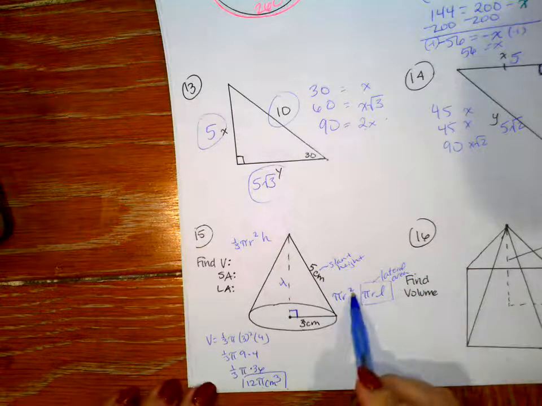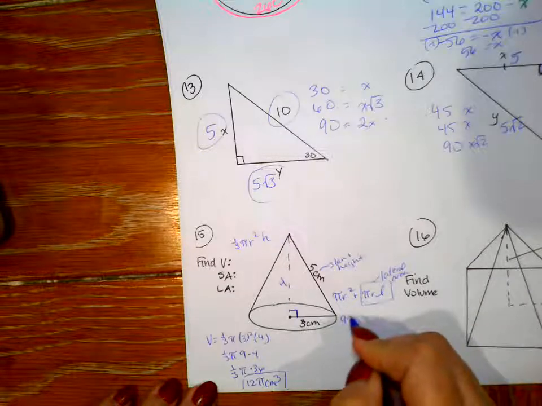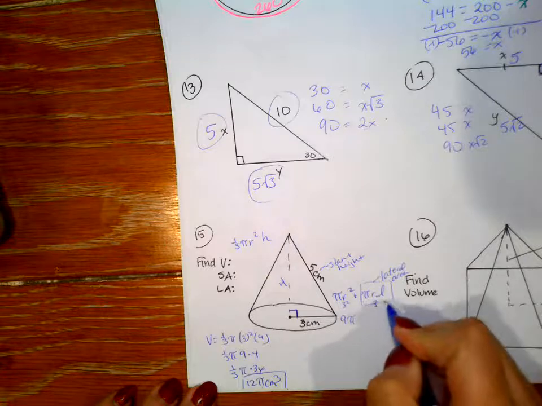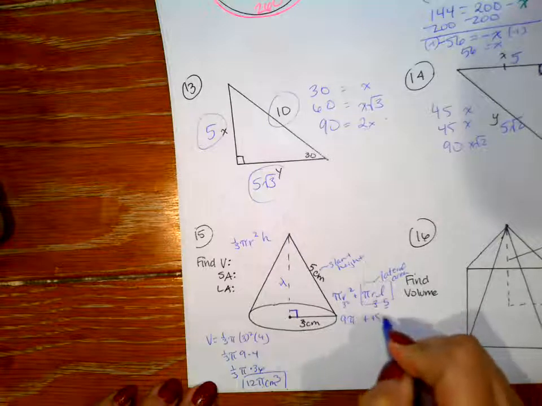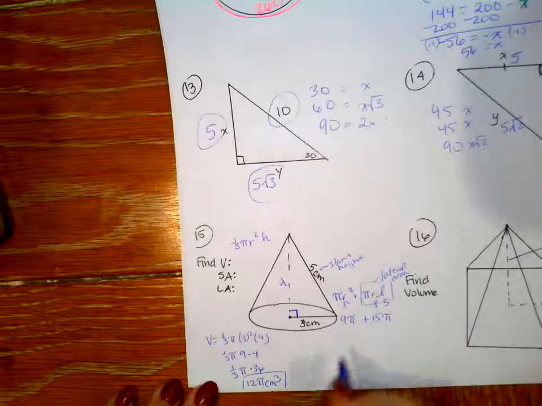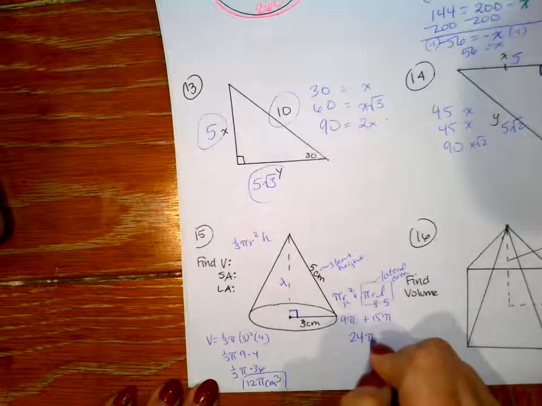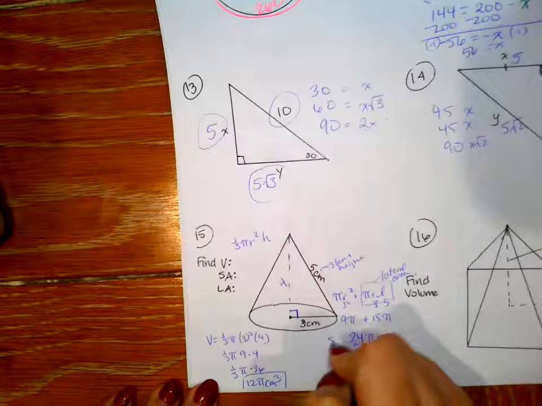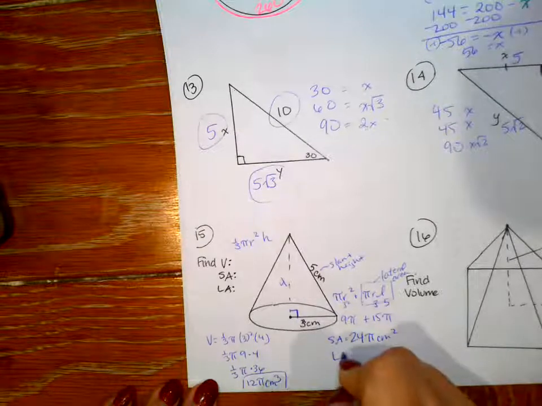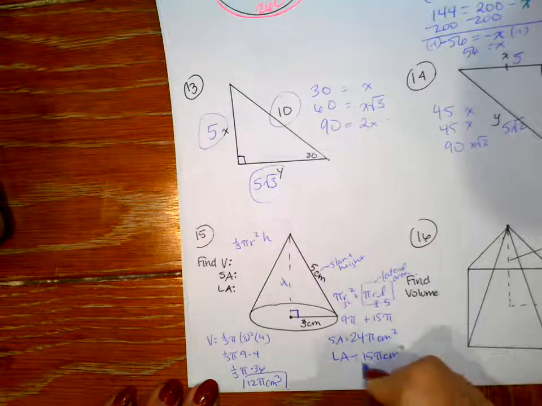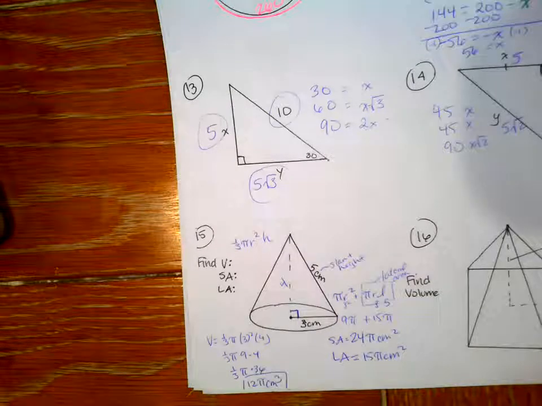So plug in, I've got 9 pi, that's 3 squared. And here I've got 3 and 5, so 15 pi, for the grand total of 24 pi centimeters squared. That's my surface area. My lateral area is just 15 pi centimeters squared.